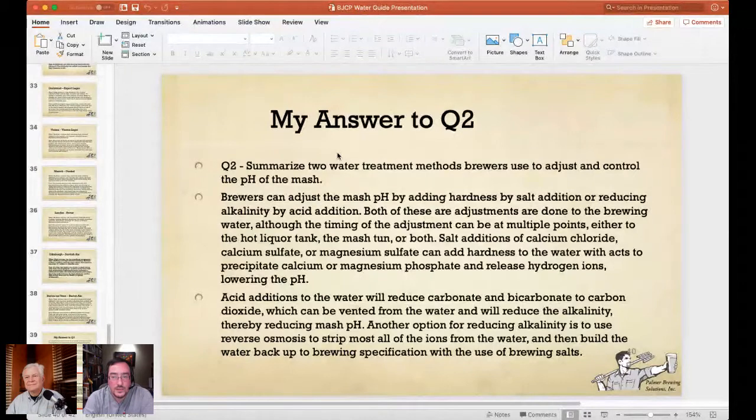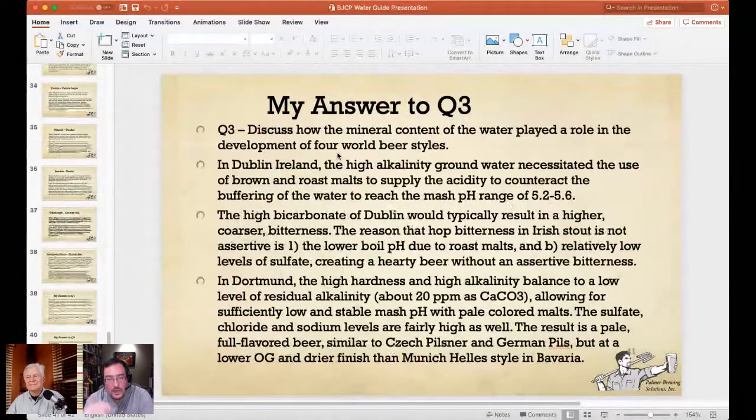Discuss how the mineral content of the water played a role in the development of the 4 world beer styles. Well, again, going back a couple slides, talk about how the alkalinity, the residual alkalinity of the water affects mash pH and grain bill. Grain bill, residual alkalinity, triangle, balance point, mash pH, that concept.